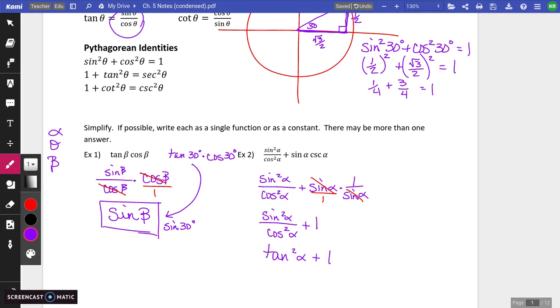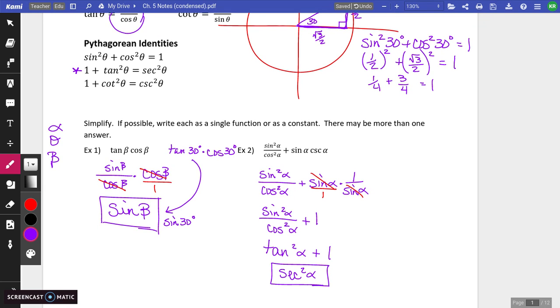If you go over here, go back up, look at your Pythagorean identities, look at the second one. 1 plus tangent squared theta equals secant squared theta. So I can simplify this one even more down to secant squared alpha. And then that is as simplified as I get.